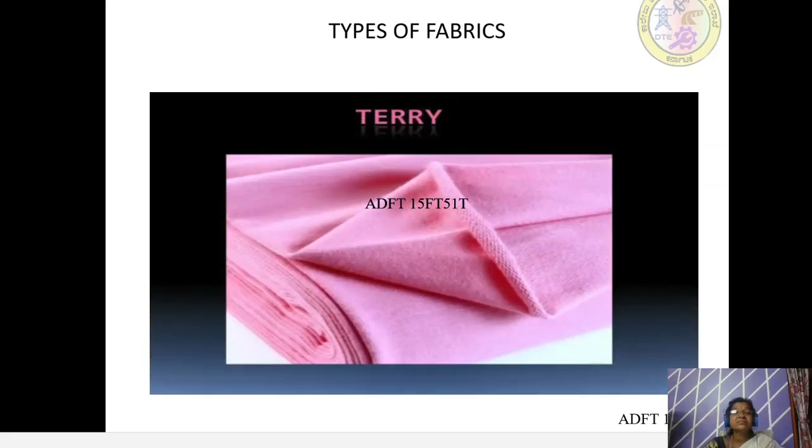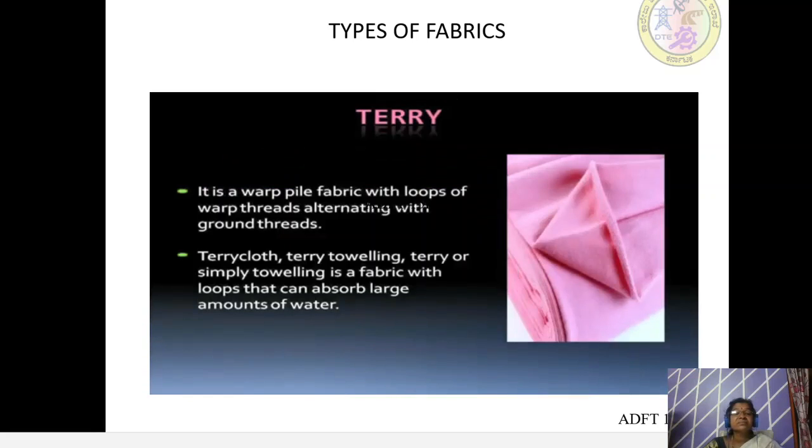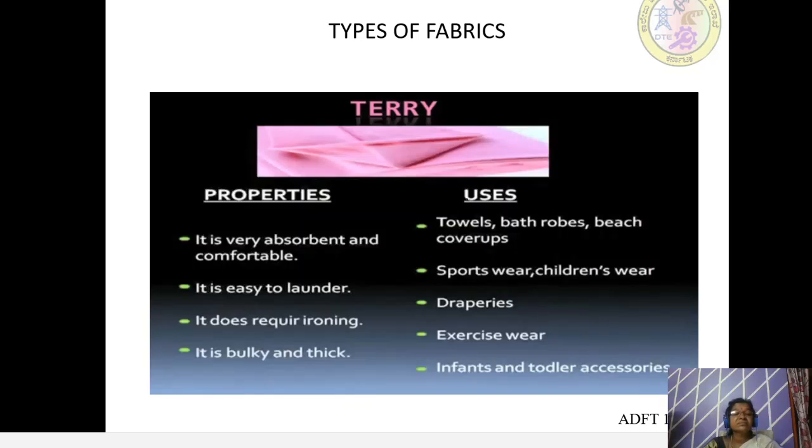Terry fabric. It's a warp pile fabric with loops of warp threads alternating with ground threads. Terry cloth, terry toweling, terry or simply toweling is a fabric with loops that can absorb large amounts of water. Properties: it's very absorbent and comfortable. It's easy to launder. It does not require ironing. It's bulky and thick. Uses: it's used for towels, bathrobes, beach cover-ups, sportswear, children's wear, draperies, exercise wear, infant and toddler accessories.